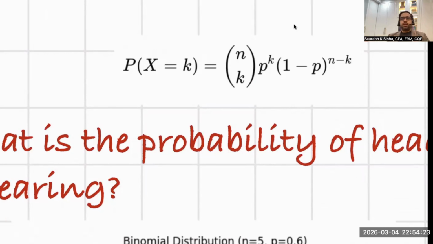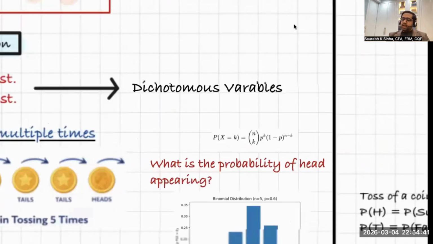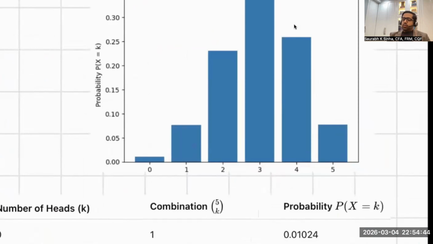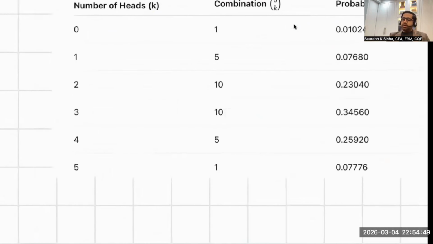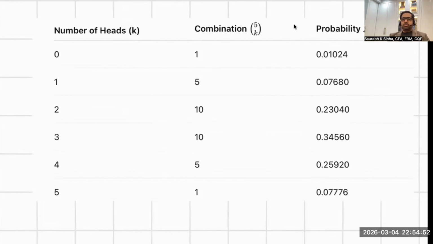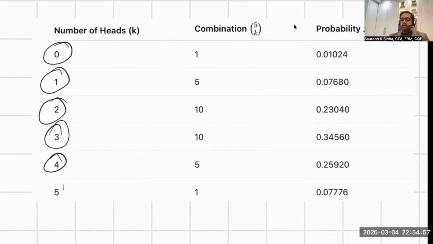There are different ways to write it, but the intuition is the same: you write the combination possible, you write the probability of success, write the probability of failure, and you decide what should be the power of the probability of success and the probability of failure. That's it. And with the help of this formula, we got the different probabilities, right? We got the probability of 0 successes, 1 success, 2, 3, 4, and 5. These are the probabilities.